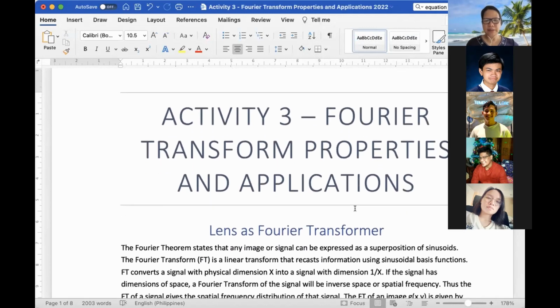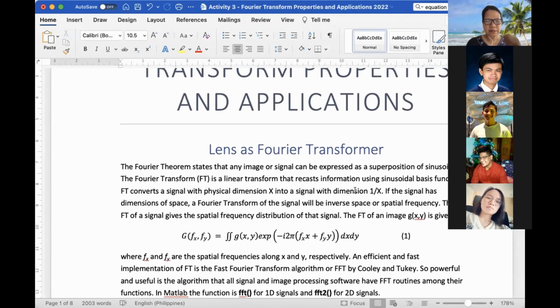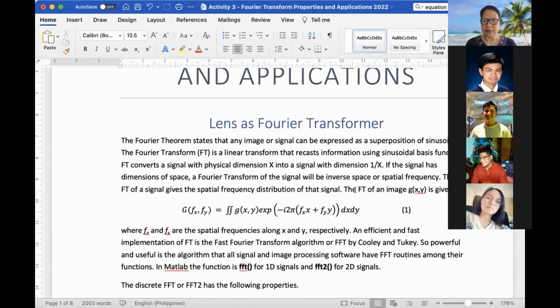So our last activity is on Fourier transform properties and applications. Okay, do you know that the Fourier transform can act as a lens? It can be a model for a lens. But first of all, the properties, or rather the definitions. Now, the Fourier theorem states that any image or signal can be expressed as a superposition of sinusoids, any signal at all, even images.